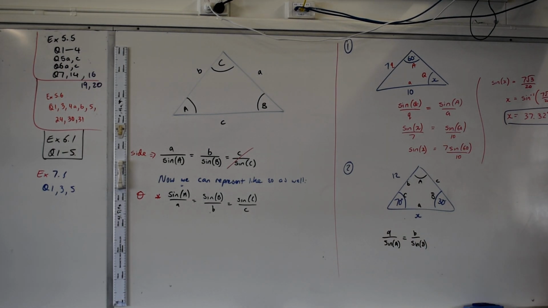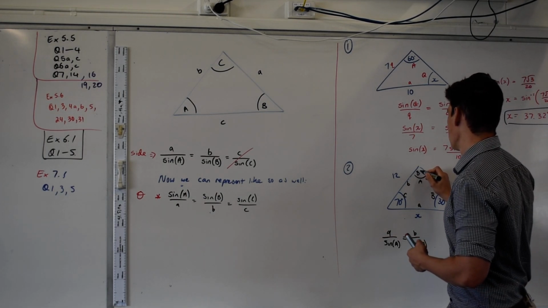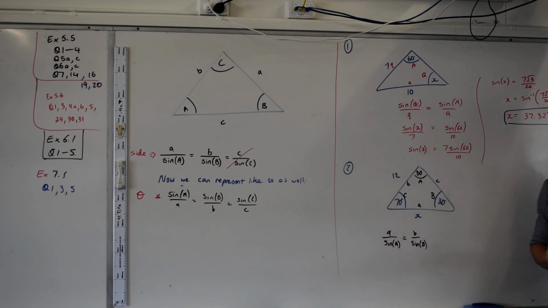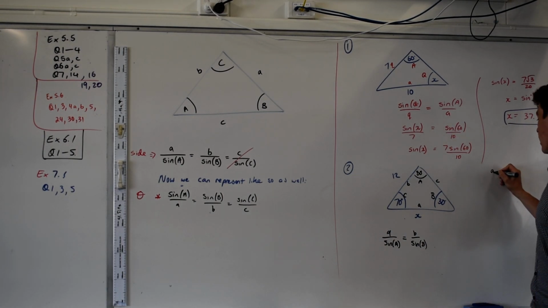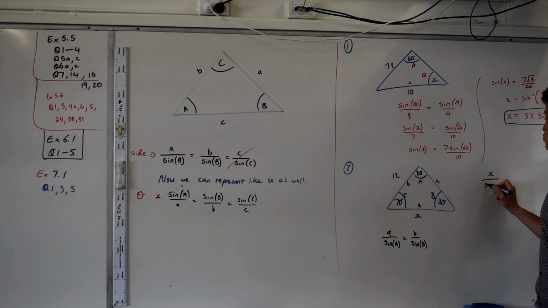What's the problem? Don't have A. What is A? 180 take 100, which is 80. I've now got 80. So my rule would go, I'm replacing A with X. X over sine 80 is equal to 12 over sine 30.